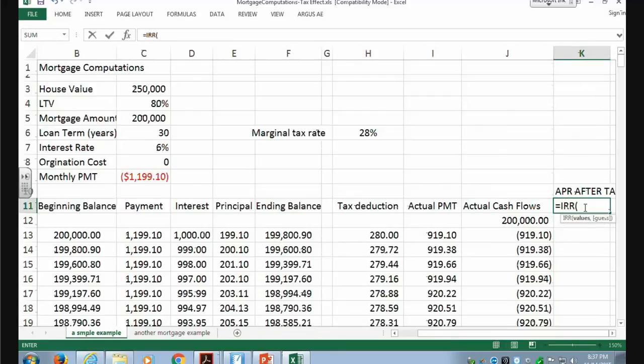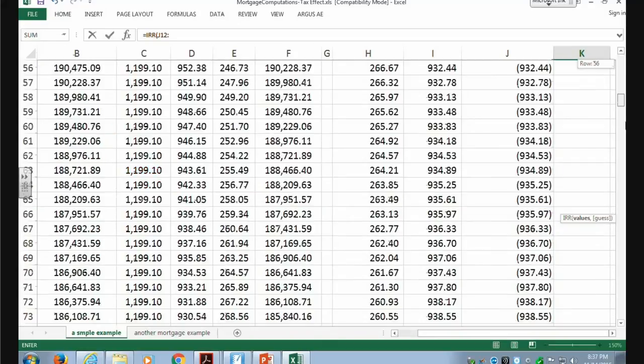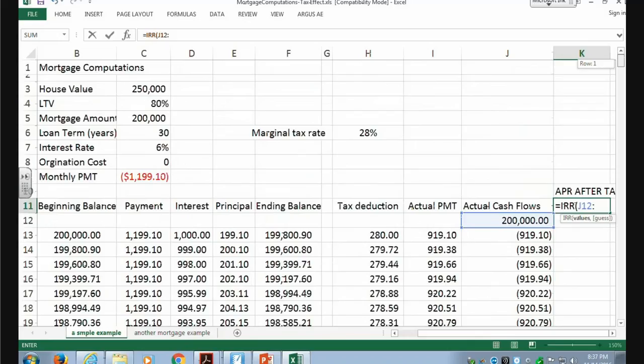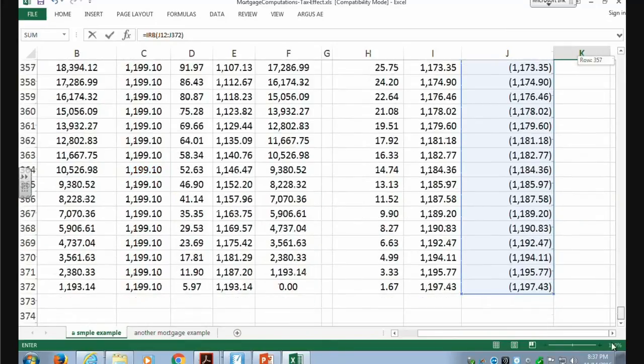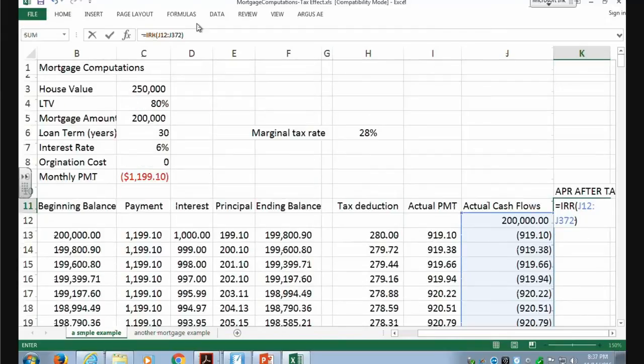Starting from J12 until J372. I highlight all of them, and you can just ignore the guess. I basically put a 0. Just guess 0, it should be fine. Comma 0.